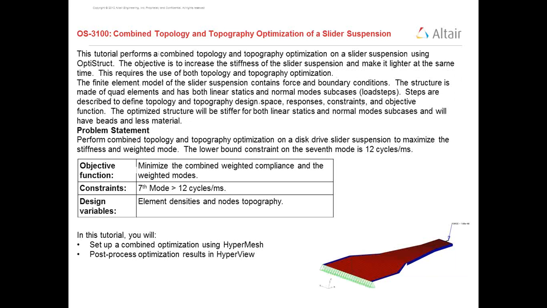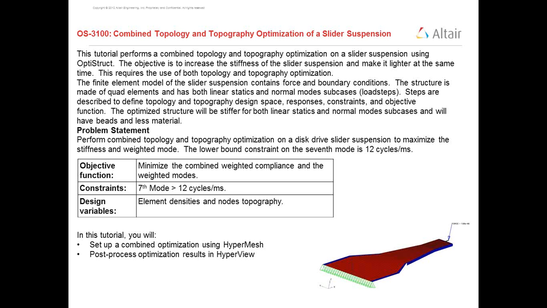Let's move to the next tutorial, that is combined topology and topography optimization of slider suspension. This tutorial performs a combined topology and topography optimization on a slider suspension using OptiStruct. The objective is to increase the stiffness of the slider suspension and make it lighter at the same time. This requires the use of both topography and topology optimization.